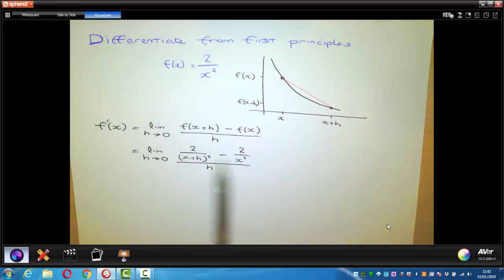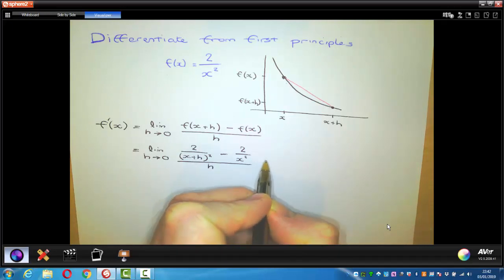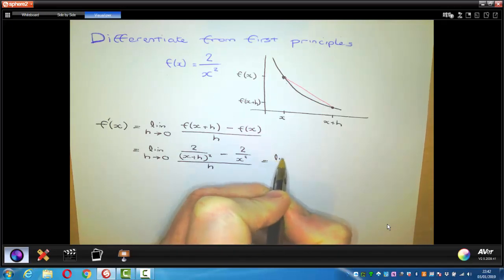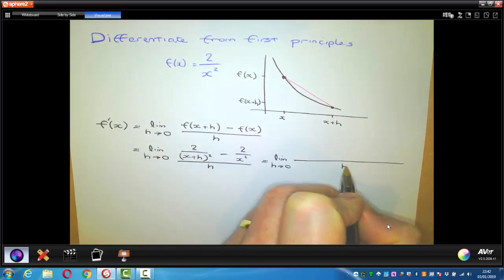Now what we can't do at this point is just set h equal to 0. If h was equal to 0, the two terms on the numerator would be equal, the numerator would be 0. If h was 0, the denominator would also be 0. We need to do a little bit more work on this. So we have the limit as h tends to 0, well, whole thing divided by h.